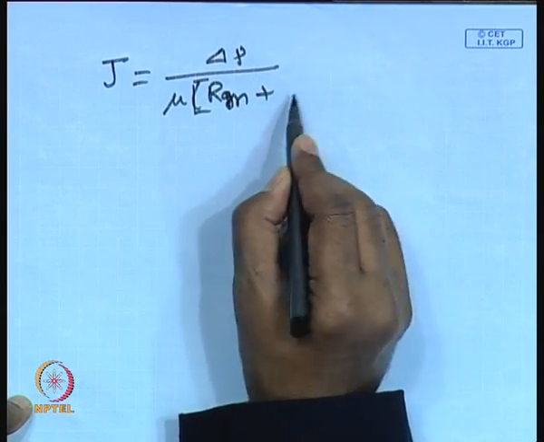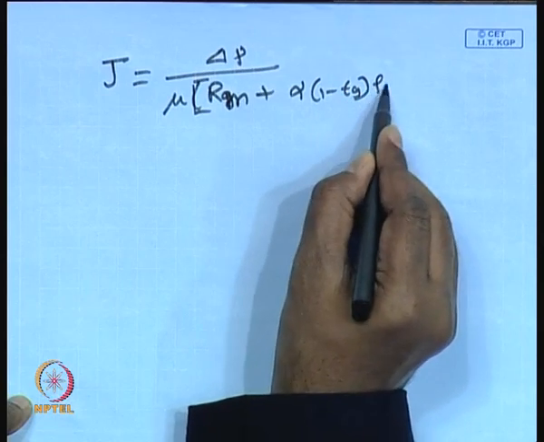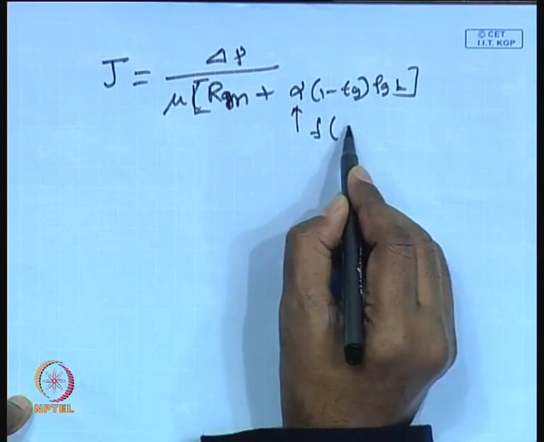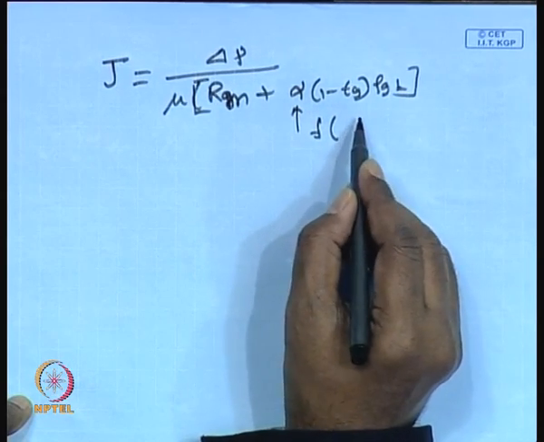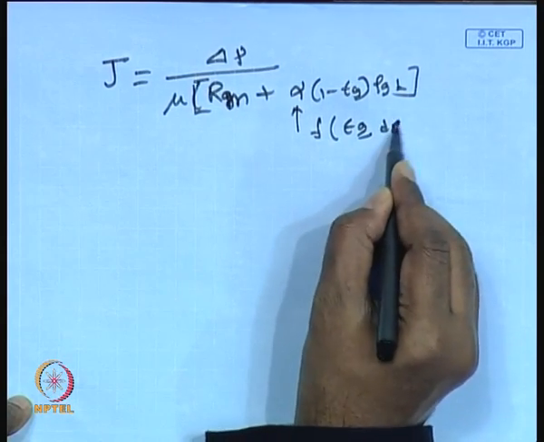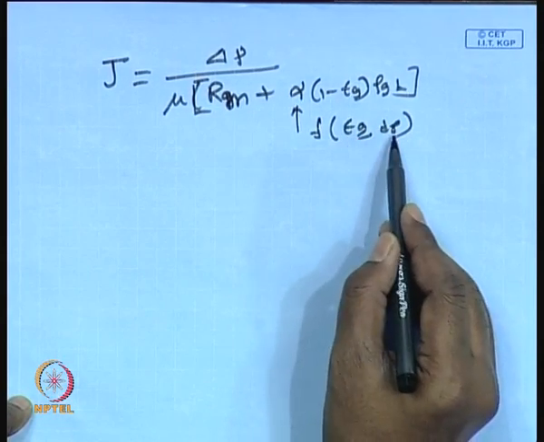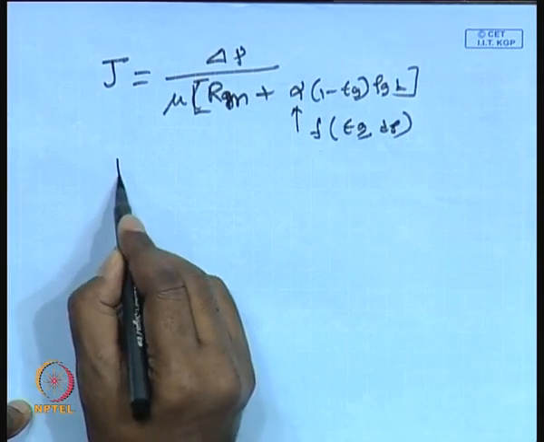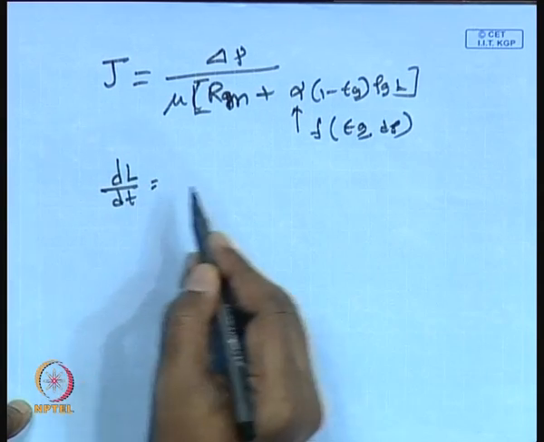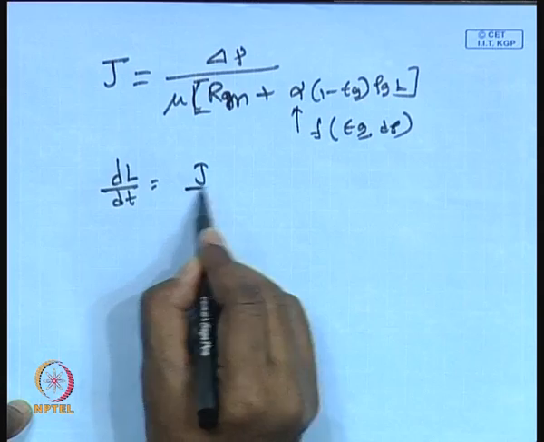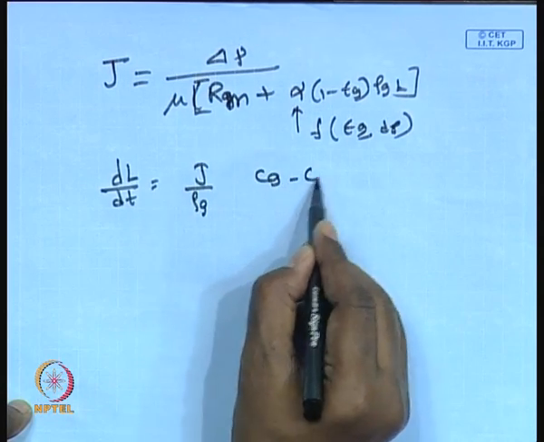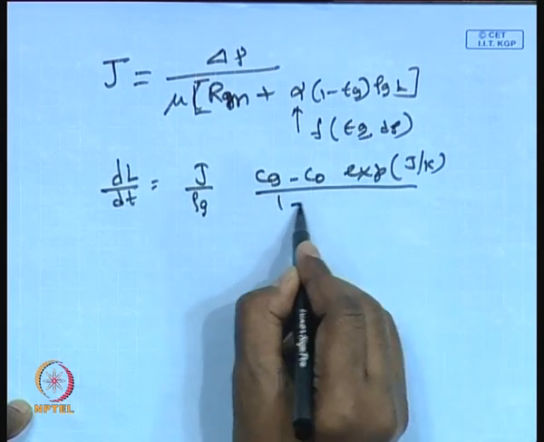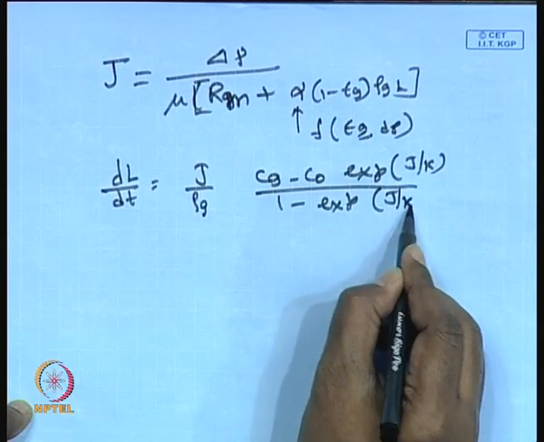Rg is nothing but alpha (1 minus epsilon g) rho g times L. This alpha can be calculated from the fundamental Kozeny-Carman equation using epsilon g and dp. That means from the fundamental properties of gel porosity and particle diameter, one can calculate the value of alpha. Then one can go to the expression for the gel layer thickness, that is dL/dt = (j/rho g) times (Cg minus C0) exponential(j/k) divided by (1 minus exponential(j/k)).